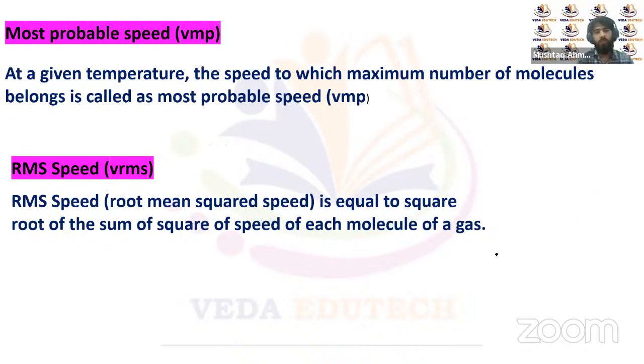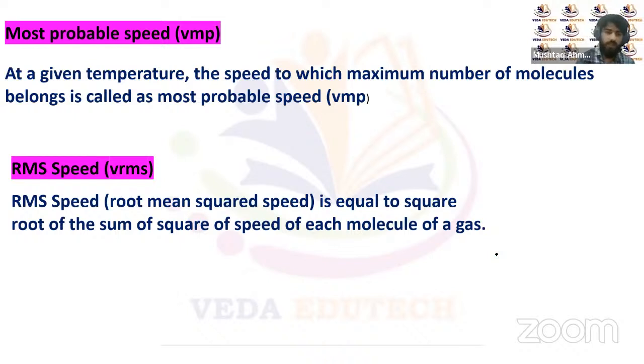Now talking about the most probable speed. The most probable speed at a given temperature is the speed to which the maximum number of molecules belong. Or we can say it is the speed possessed by the maximum number of gas molecules in a container at a given temperature. That's what we call the most probable speed.